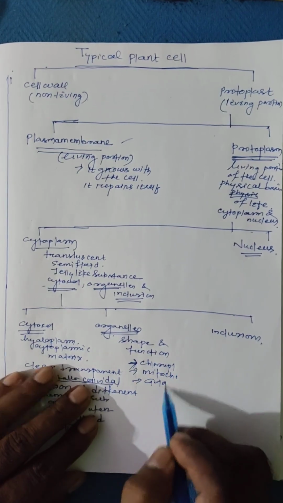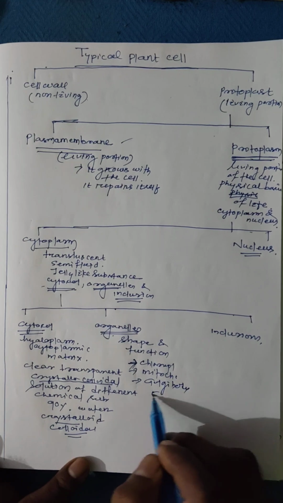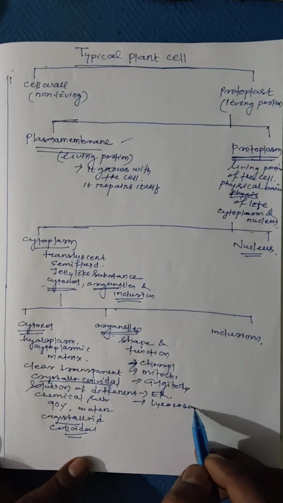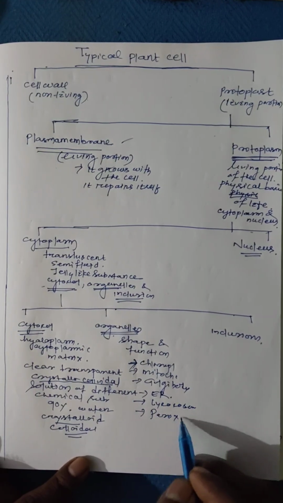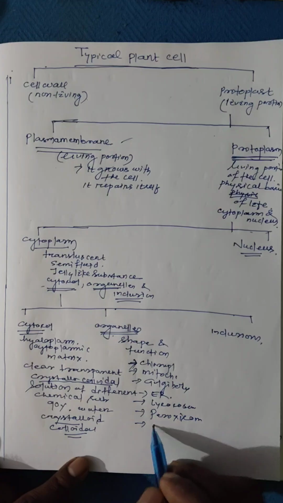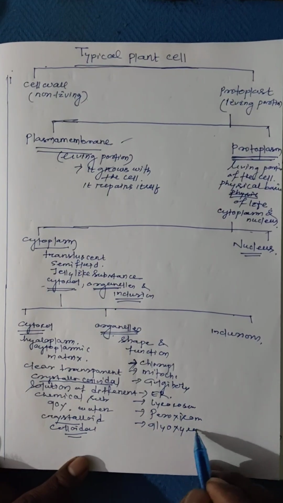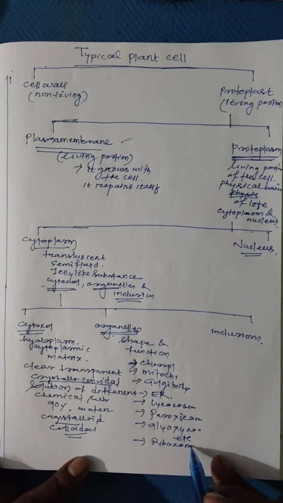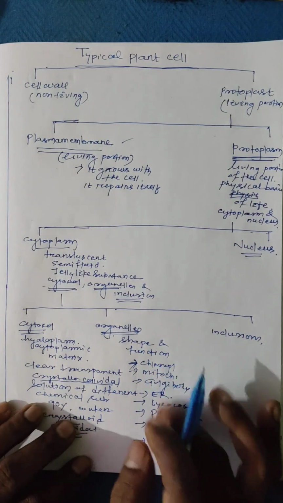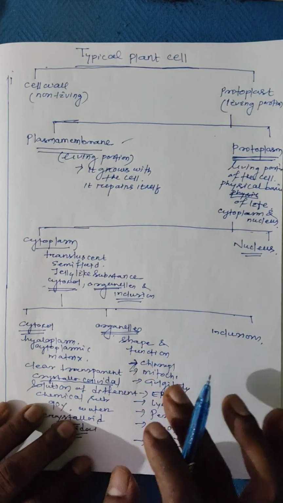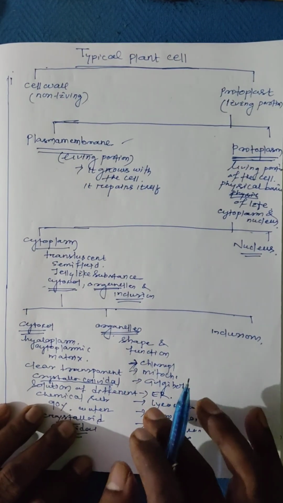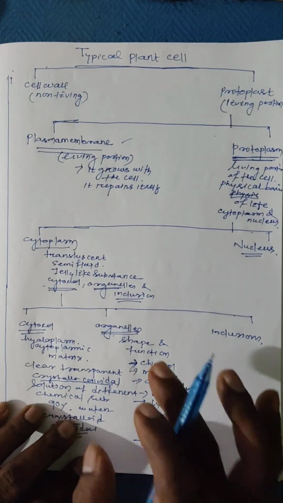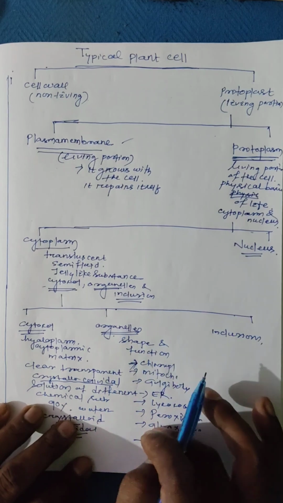Golgi body, endoplasmic reticulum, lysosome, peroxisome, glycosome, ribosome, etc. So many organelles are found inside the cytoplasm. They are called cytoplasmic organelles. These organelles are subcellular protoplasmic structures. They have definite shape and functions.